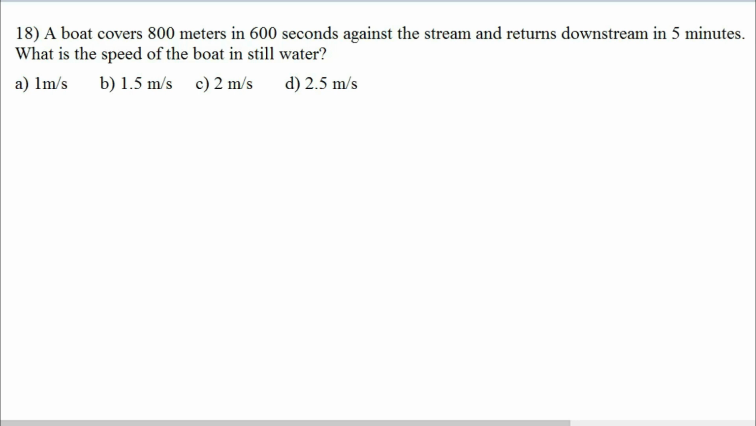Question number 18. A boat covers 800 meters in 600 seconds against the stream and returns downstream in 5 minutes. What is the speed of the boat in still water? Speed upstream equal to distance by time. Distance 800 meters by 600 seconds equal to 8 by 6 meter per second.